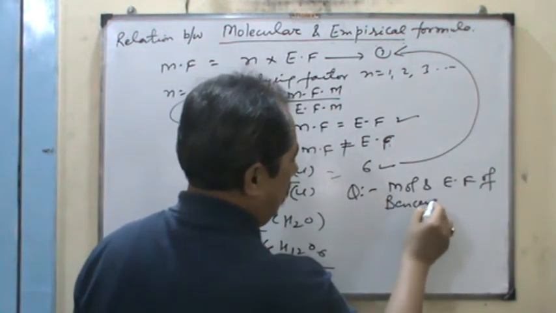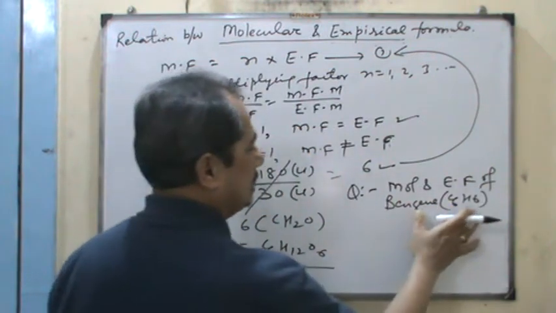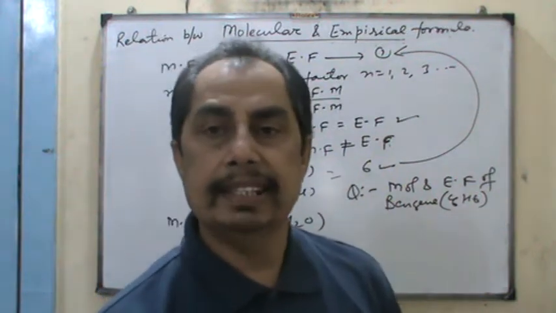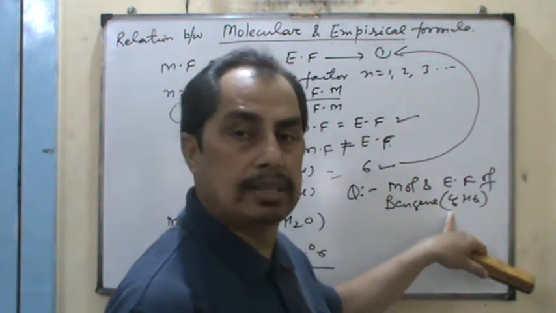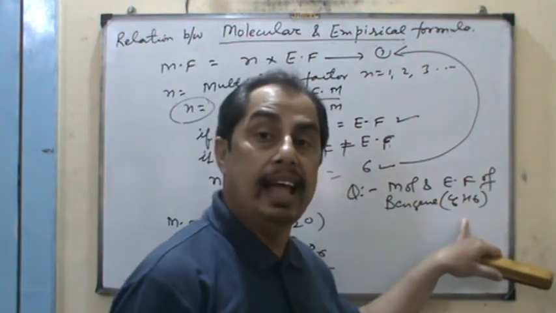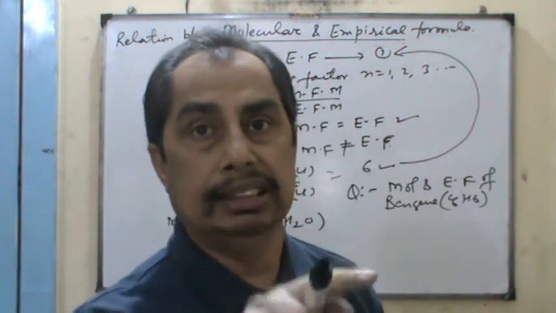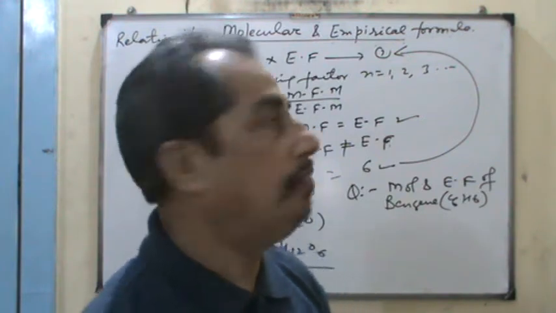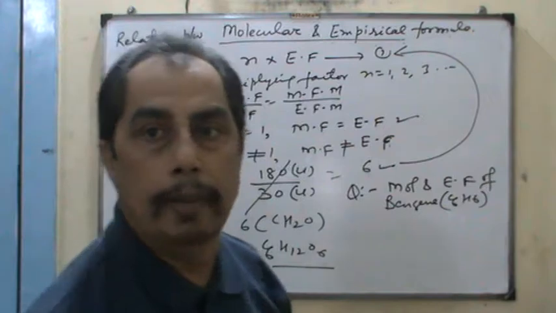The way you can solve, I give you a question: find the relation between molecular and empirical formula of benzene. You know it. What is the molecular formula of benzene? C6H6. And what is the empirical formula? Yes, CH. So the molar mass of benzene is 12 into 6 plus 1 into 6, 78, and empirical formula CH is 12 plus 1, 13. 78 upon 13, n becomes 6. Put the value of n in equation 1, and that way you can get the molecular formula.